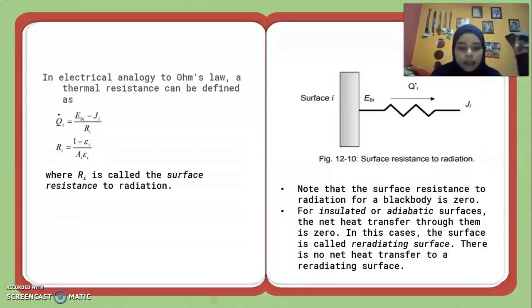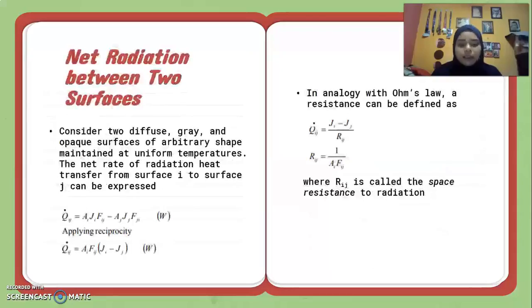For insulated or adiabatic surfaces, the net heat transfer through them is zero. In this case, the surface is called a reradiating surface. There is no net heat transfer to a reradiating surface.